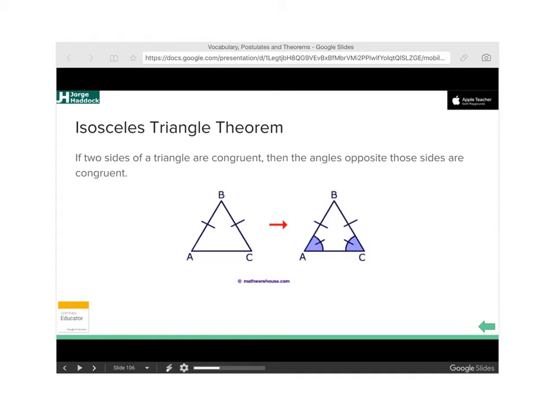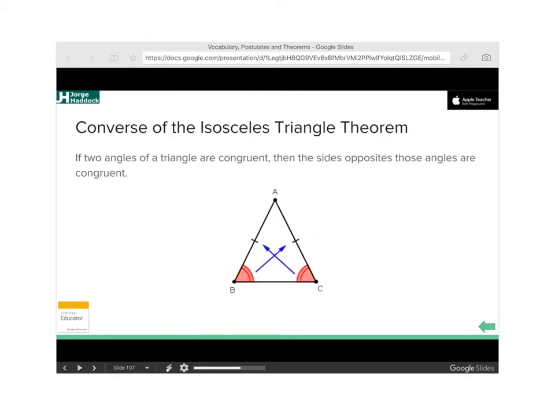As you can see, side AB is congruent to BC, so that means that angle A is congruent to angle C. And the other way around is also true. If the angles are congruent, then the opposite sides are congruent.